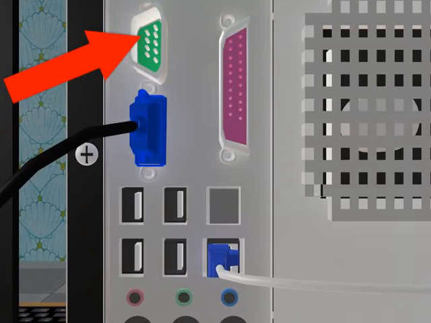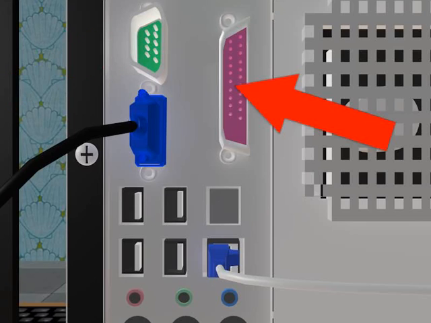You may notice that there are other serial ports on the CPU. These are used for connecting PDAs, modem, or other serial devices. You will also notice that there are some parallel ports on the CPU. These are used for connecting devices like printer, scanner, etc.